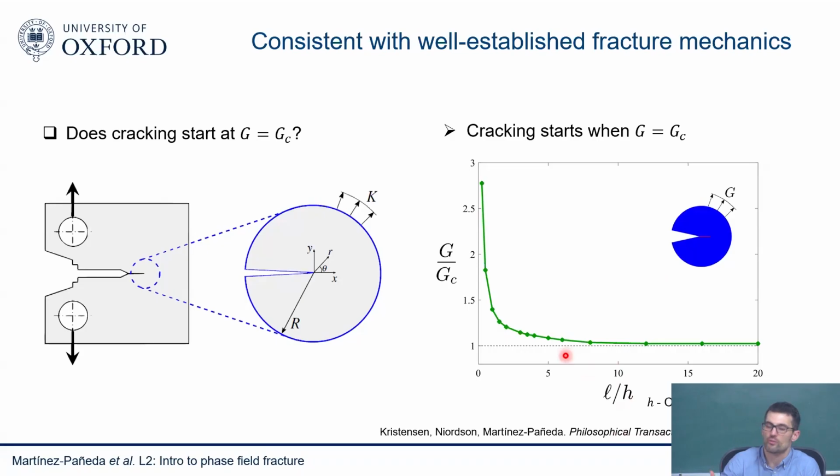The moment you have a strength or a toughness, you have a length scale, a fracture process zone, and therefore you need to be able to resolve the fracture process zone. But you can see that roughly, when your element size is 6-7 times smaller than your phase field length scale, then you get the converged result. And this converged result is in good agreement with fracture mechanics.